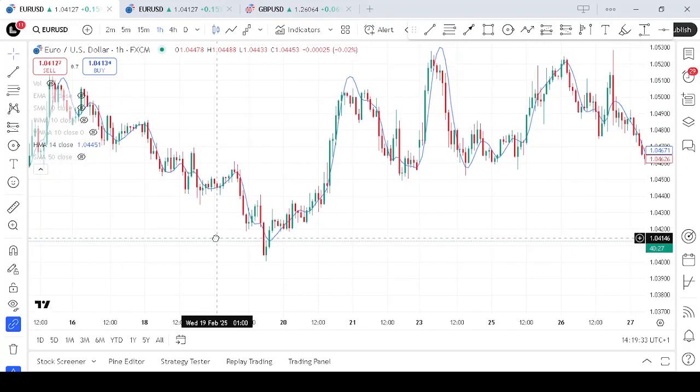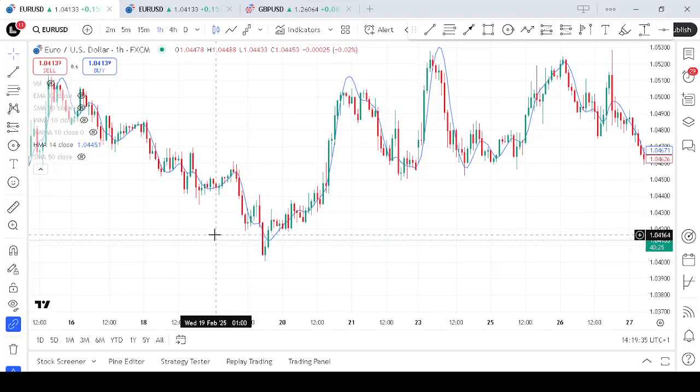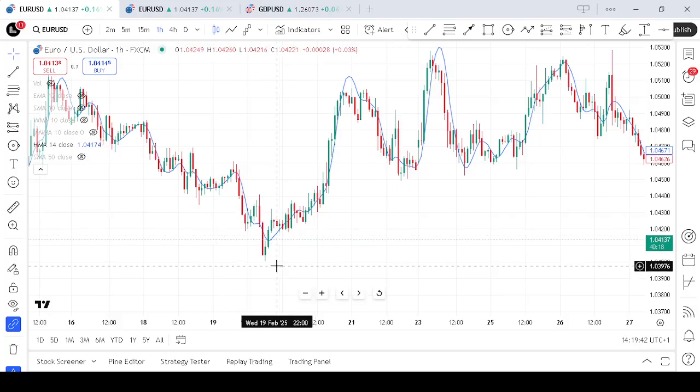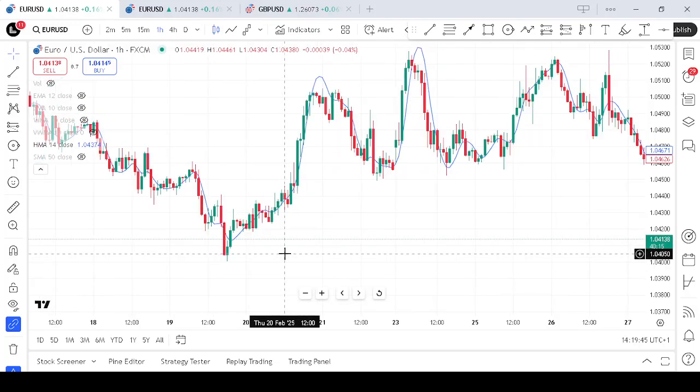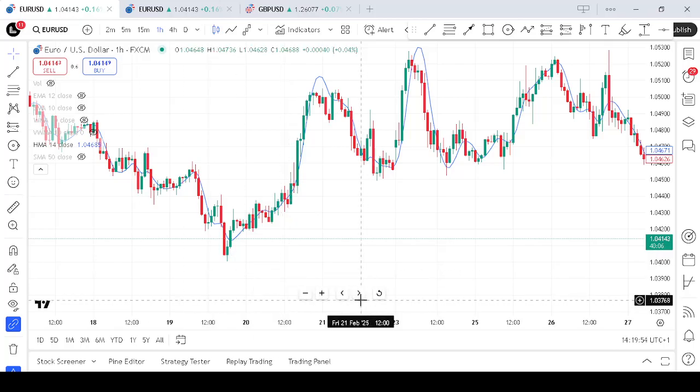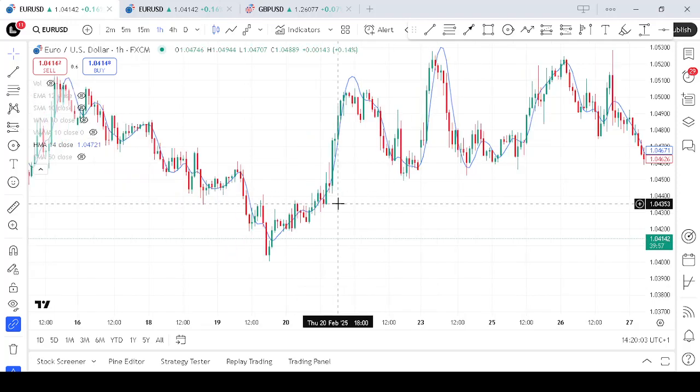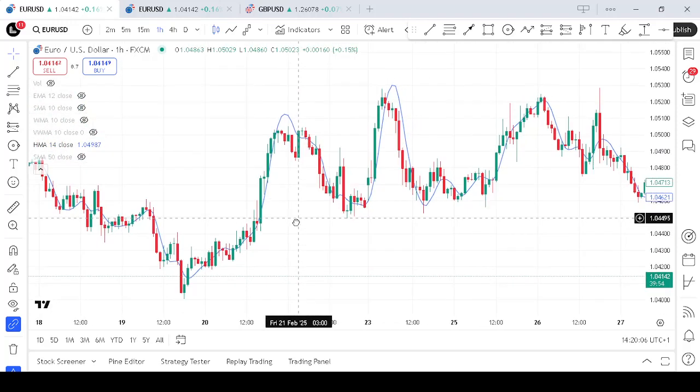The calculation of the HMA involves several steps. First, you calculate the weighted moving average for a shorter period and then another for the longer period. After that, you take the difference between these two averages and apply a square root to smooth out the result. This method allows the HMA to respond rapidly to price movement while minimizing lag. Now the chart we can see on the screen is an example of a 14-period HMA.